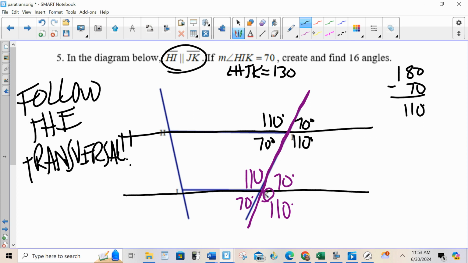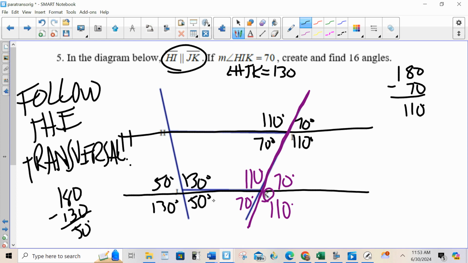So now it says that HJK is 130. So we know if this is 130, then that's 130. 180 minus 130 is 50. And to find the other 130s and 50s, follow the transversal. This is the transversal that contains those values. It hits the other parallel line at H. So your 130s for your obtuse angles and your 50s for your acute angles get filled in there.